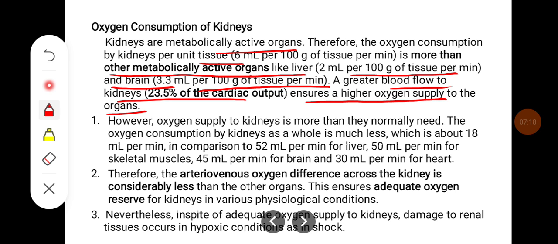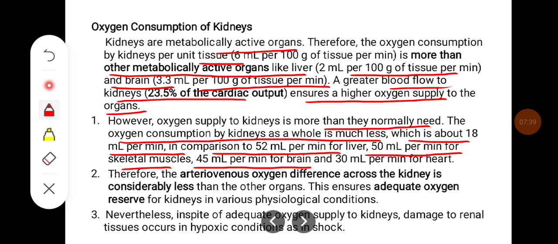However, the oxygen supply to the kidneys is more than they normally need. The oxygen consumption by the kidney as a whole is much less, about 18 ml per minute, in comparison to 52 ml per minute for the liver, 50 ml per minute for skeletal muscles, 45 ml per minute for the brain, and 30 ml per minute for the heart. Therefore, the arteriovenous difference across the kidney is considerably less than other organs. This ensures adequate oxygen reserve for the kidney in various physiological conditions.